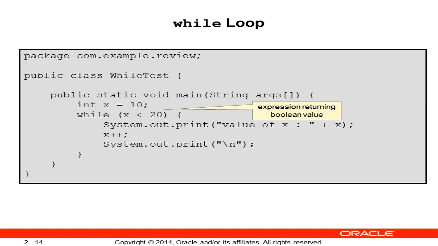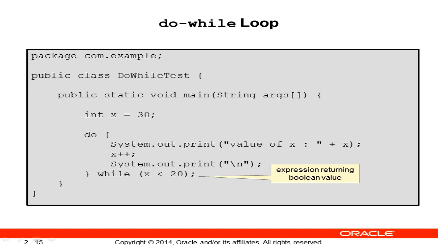And so we end up with the output from this loop of value of x is 10, 11, 12, 13, all the way to value of x is 19. It's going to increase the value of x, since we have the x++ statement. So x becomes 20, it goes back up to the top of our while statement, checks to see if x is less than 20, it's not, so it breaks out of our loop.